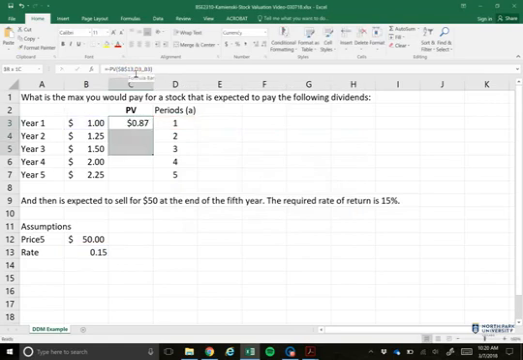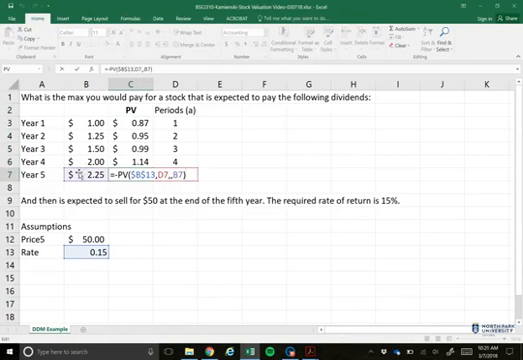Okay. Now that we have that formula well constructed, I should be able to copy and paste it right down here so that I know, for example, that the $2.25 is that future value that comes these 5 periods away at a fixed rate of 15%.